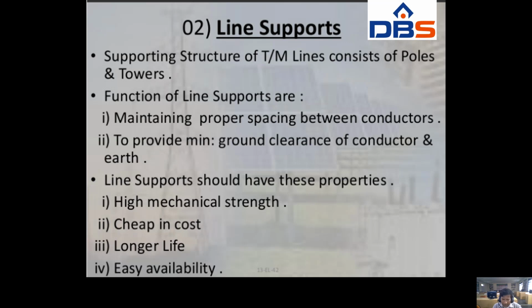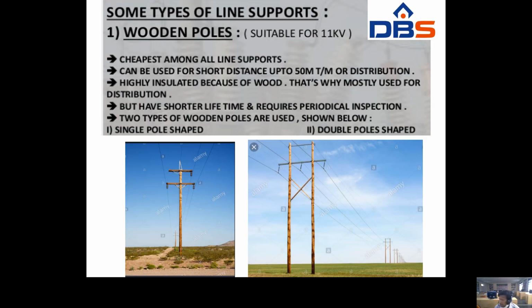Line supporters should have the following properties: high mechanical strength, low cost, good life, and also market availability. In the market, the availability of line supporters is very high. Sometimes we utilize wooden poles as line supporters. The types of line supporters: wooden, steel, concrete.